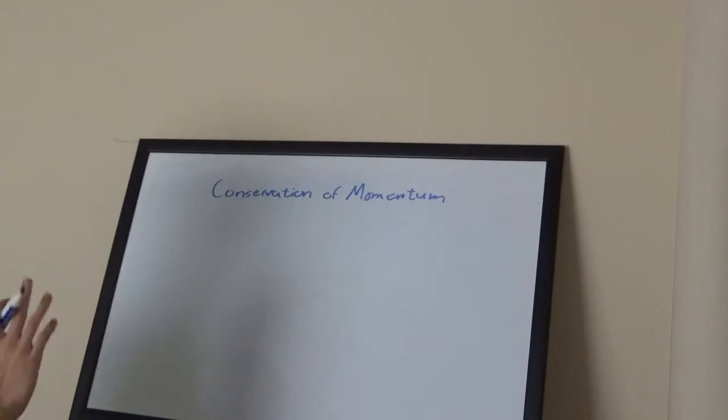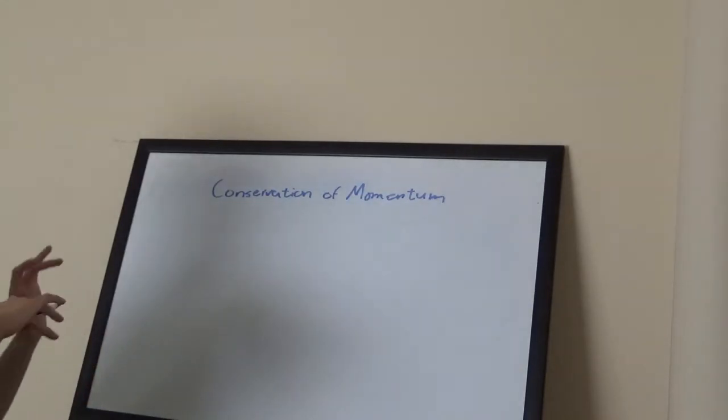Alright, so now that we've talked about one-dimensional conservation of momentum, let's try to introduce two dimensions. This is going to be just like our kinematics, where when we introduced a new dimension, all we did was consider the x and y components. And that's all we have to do here.